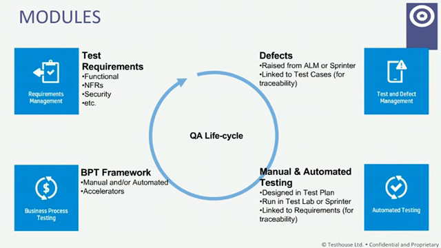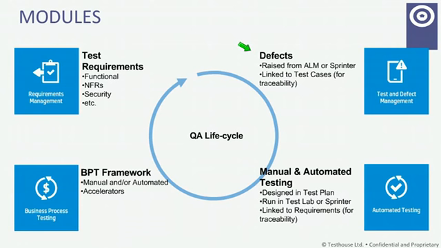On the other side of the life cycle, you have defects management. If you have a QA solution, you want to manage your defects in the same tool. So within Quality Center, you can raise defects, and they can be raised either using ALM or using a tool called Sprinter, which is for manual testing, manual test execution.